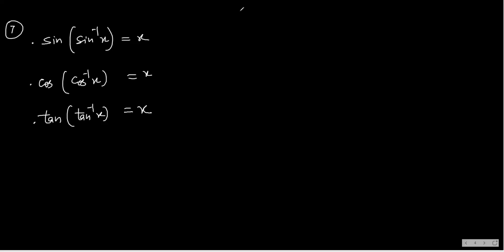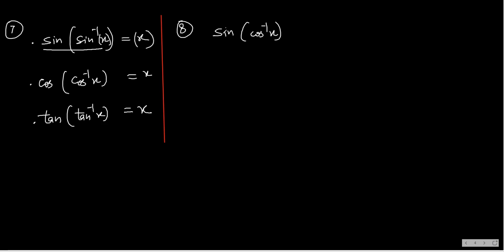Then the next one that we have will be the eighth one, and the eighth property is if you have sine of cos inverse x. When you had sine of sine inverse x, you wrote it as x. But now you don't have sine of sine inverse, you have sine of cos inverse x. So let me now teach you that you will write root of 1 minus x square.